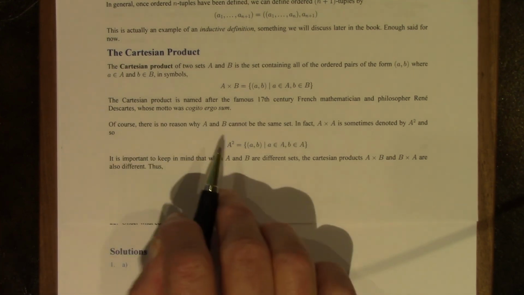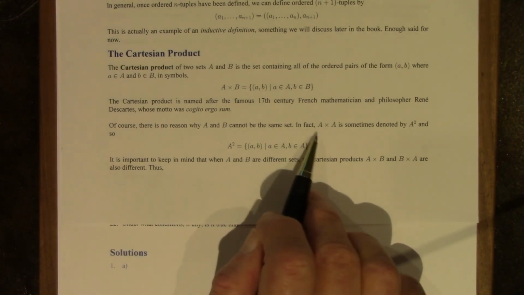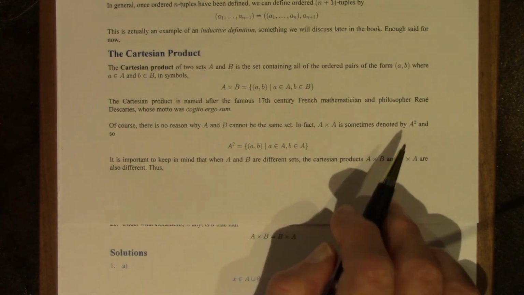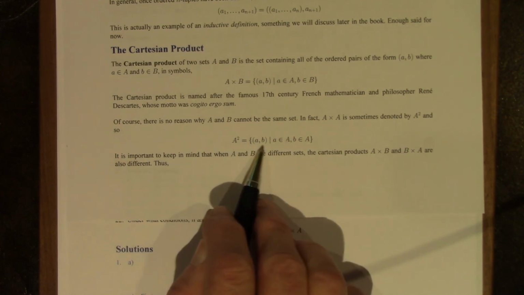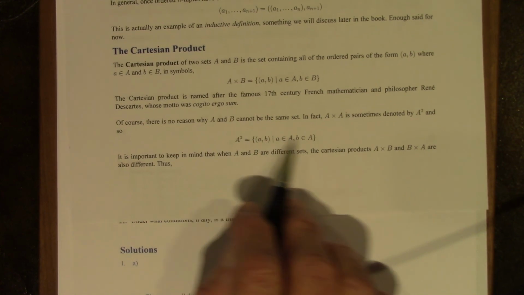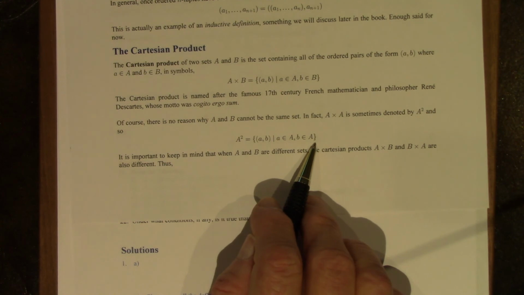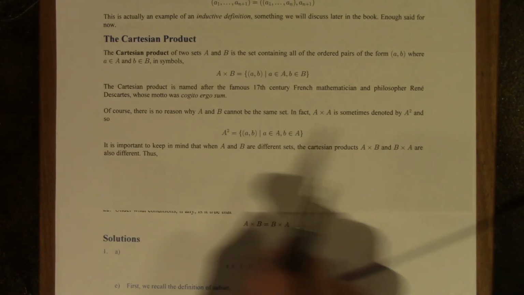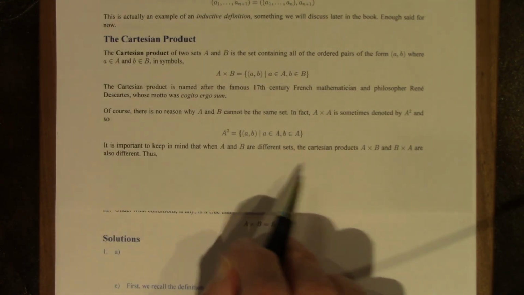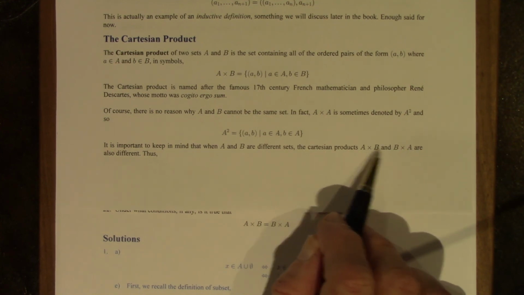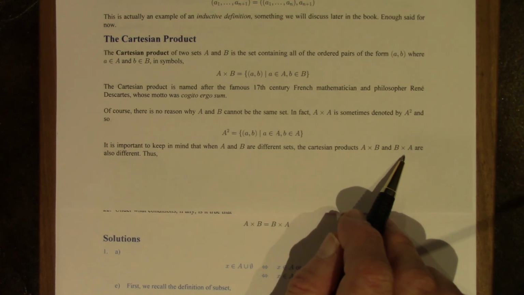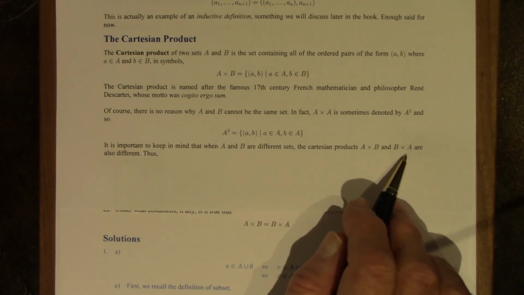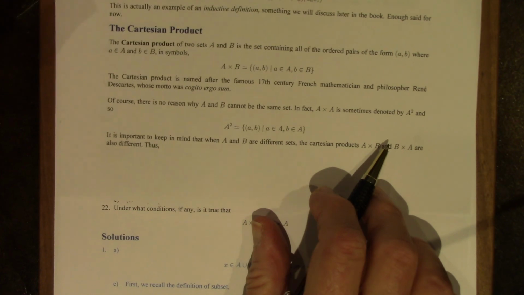Now, of course, there's no reason why A and B can't be the same set, so A cross A is sometimes denoted by A squared. So it looks like this. Ordered pairs where both components come from the set A. But it is important to keep in mind, as I said, that if you switch order, A cross B and B cross A, these are not the same, unless, of course, A equals B. That's because we're dealing with ordered pairs and not unordered pairs.